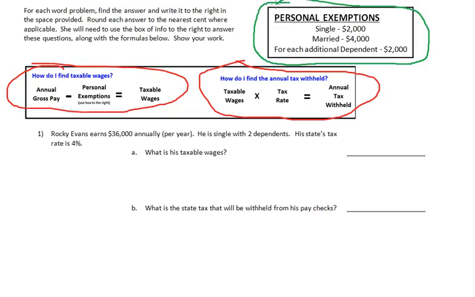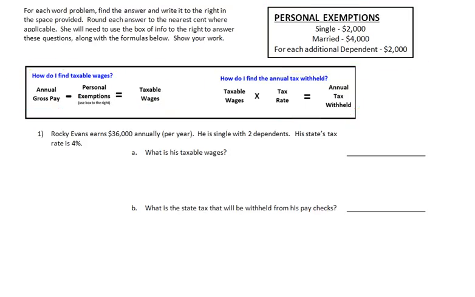This information right here is vital to being able to do these problems today. So, as I go through this, please pay attention to how I use the formulas and how I use our green personal exemptions box. And make sure you understand it. And if you don't, ask questions. So, let's take a look at step 1.